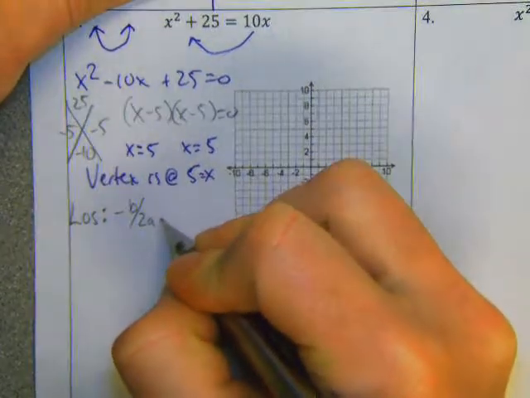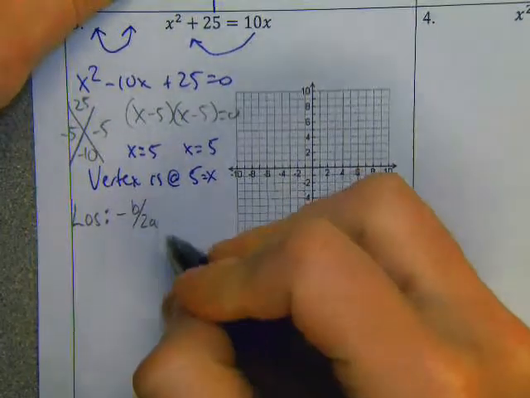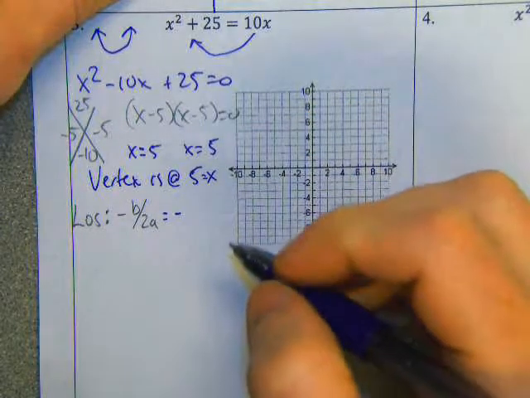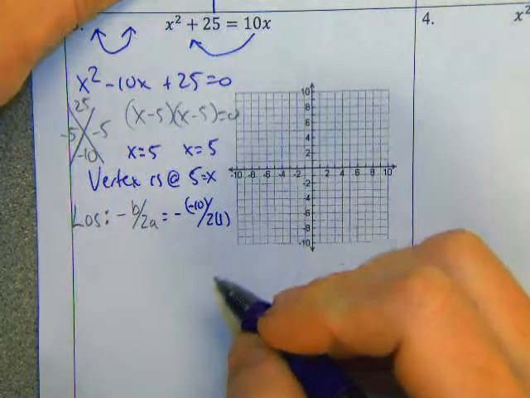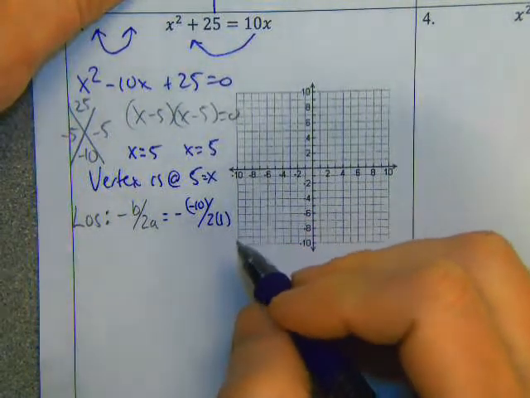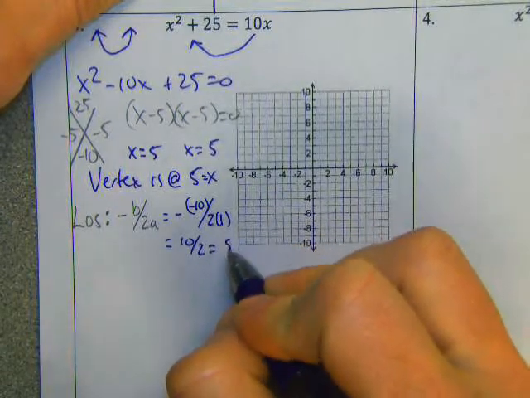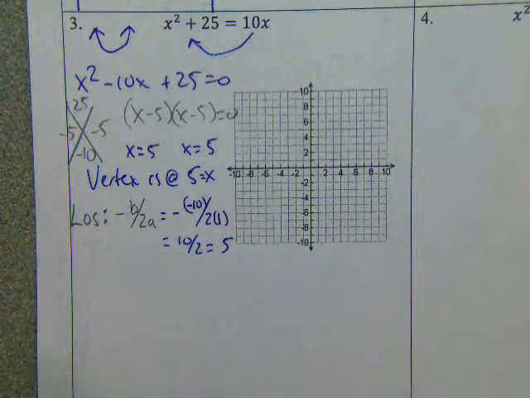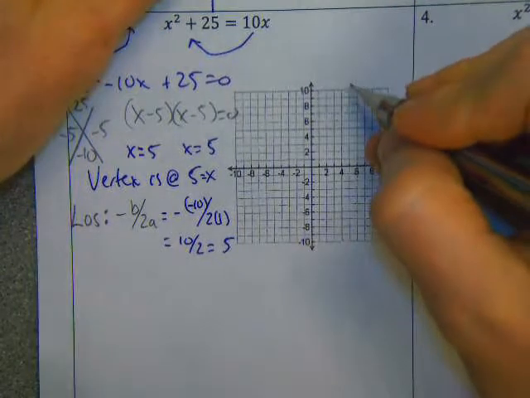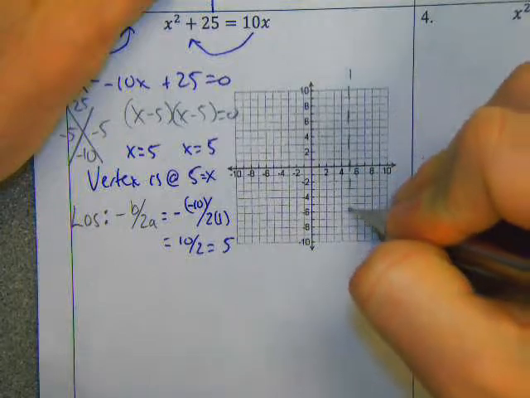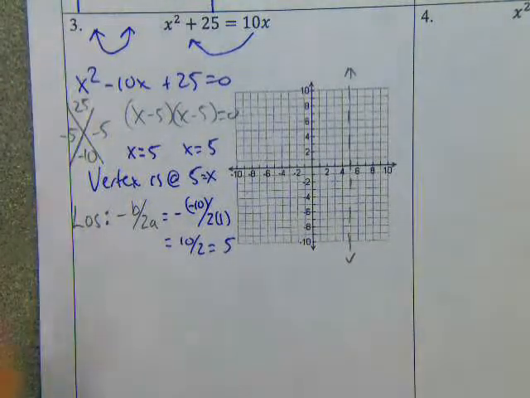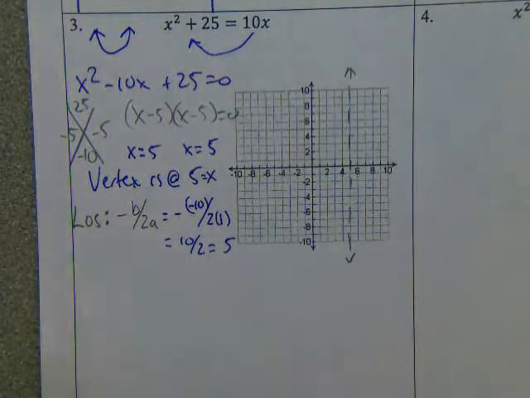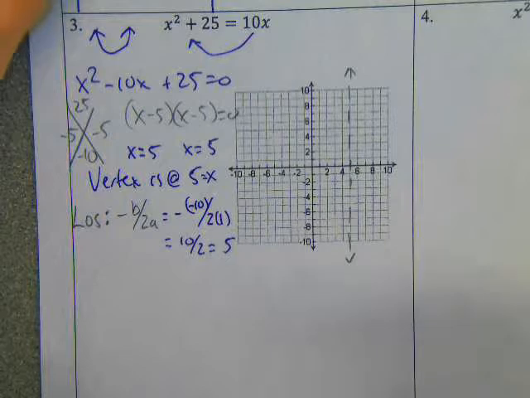Negative b over 2a. Plug and chug. Negative negative 10 over 2 times 1, which is just 2. And when I do that, that gets me 10 over 2. So more evidence. Starting to feel even better about this thing. Line of symmetry is 5. My guess is the vertex is there, but I'm going to do some more packing just to double check.